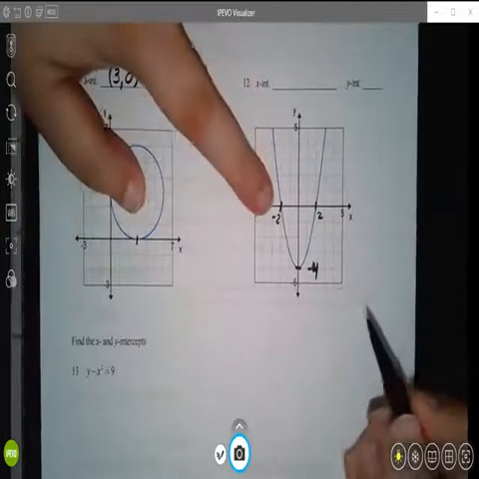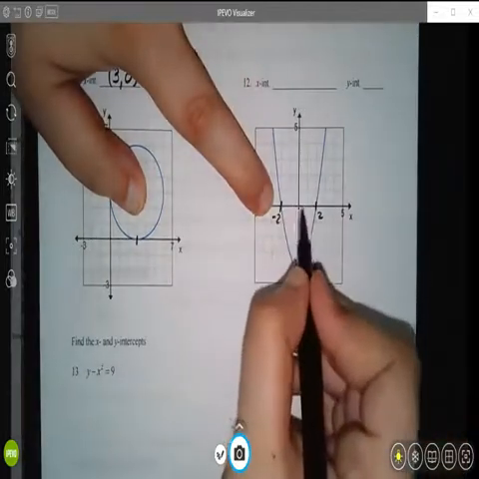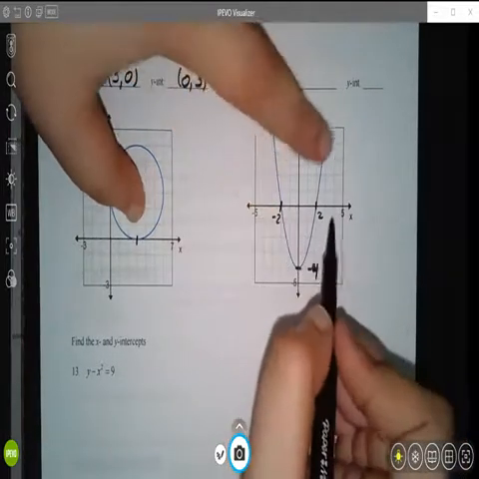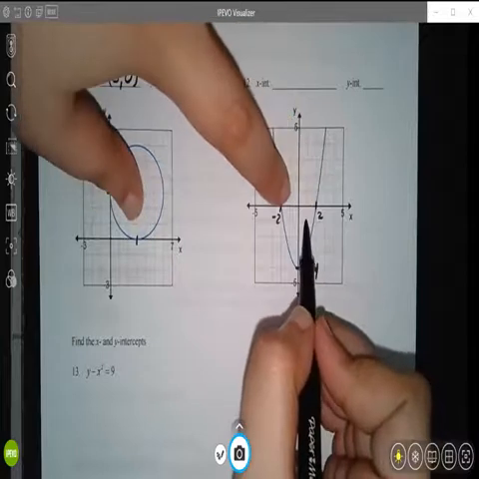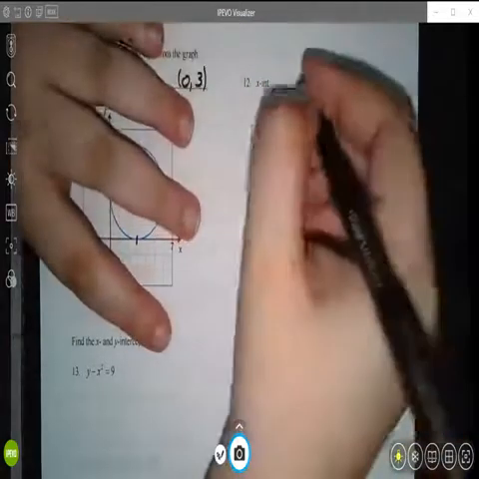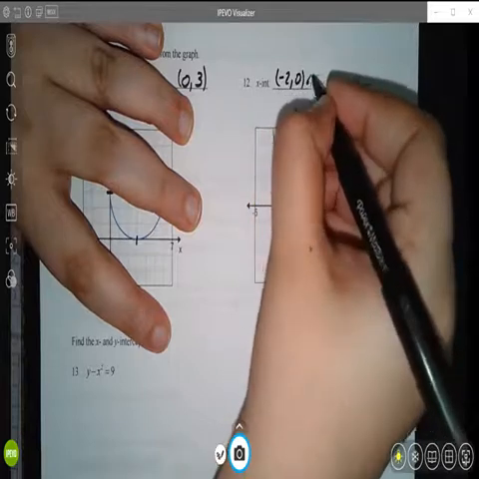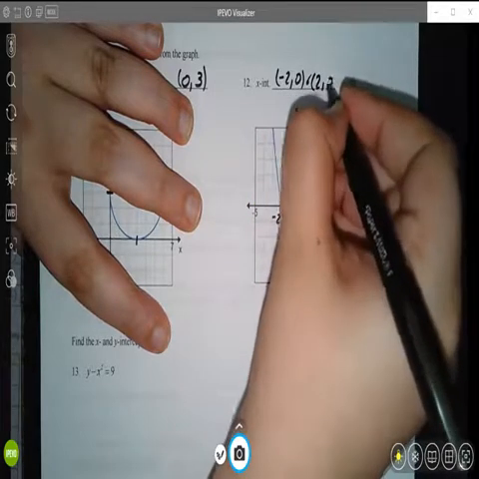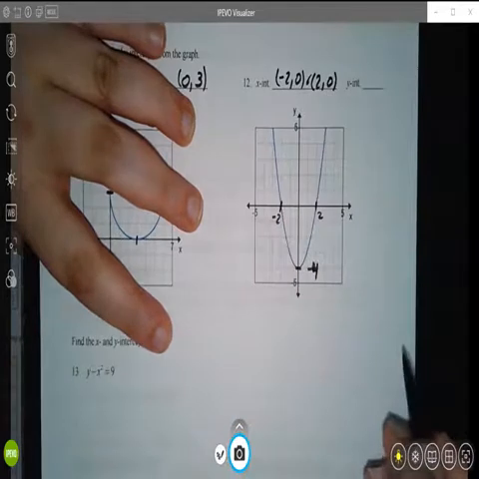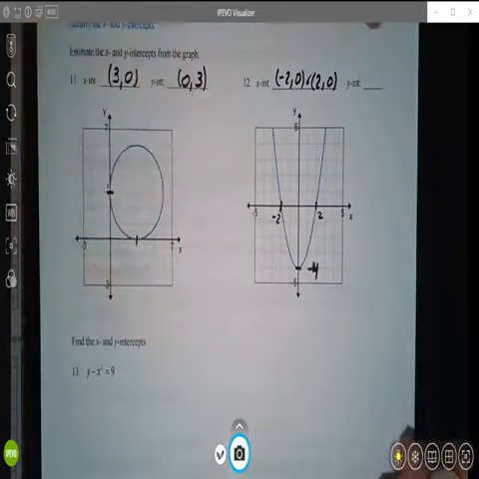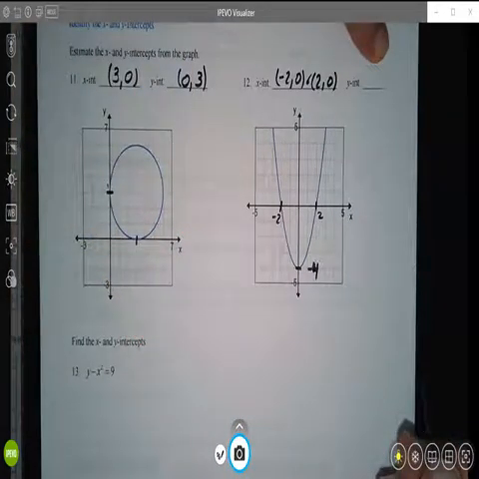Yes. Negative 2 and 0 for the y because it didn't move. And then positive 2 and 0. You're right. So negative 2 and 0. Positive 2 and 0. Awesome. Okay. What's the y one?